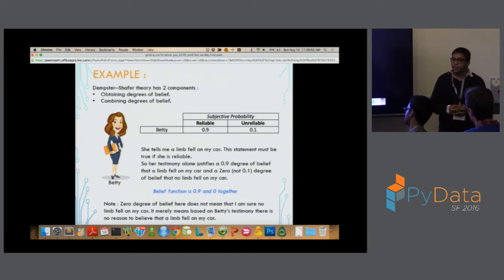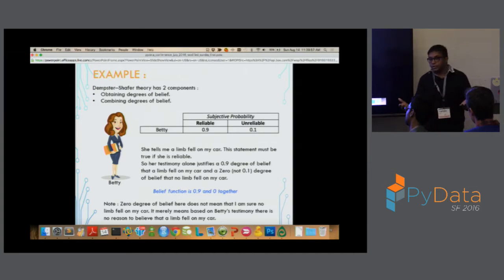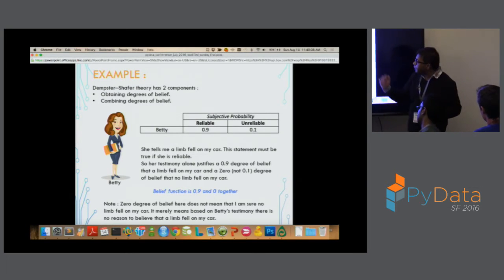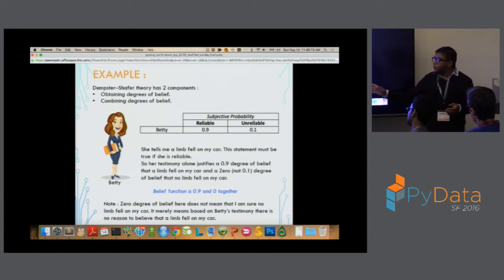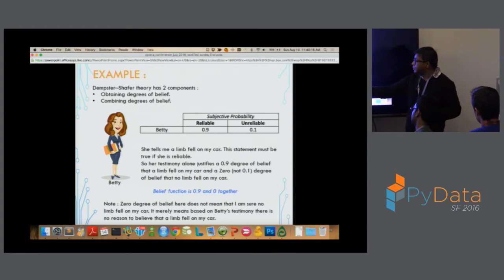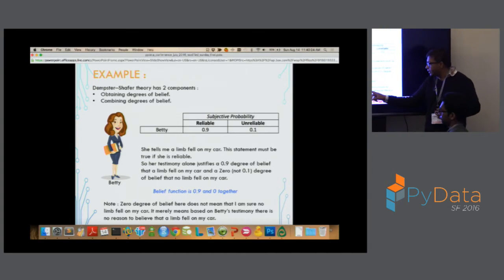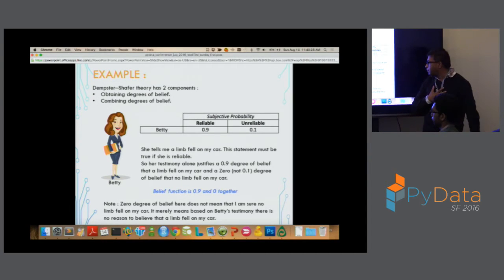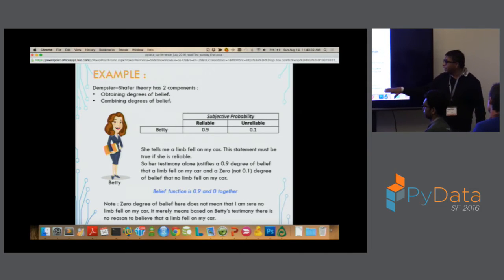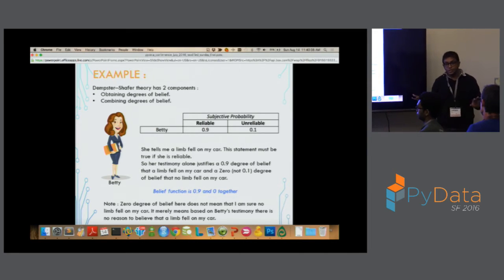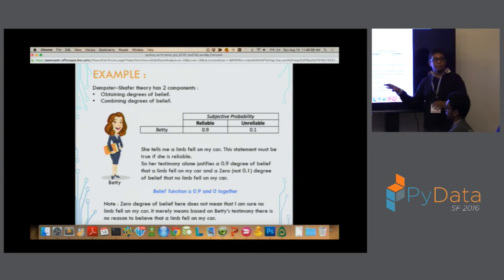She calls me and she tells me, hey, a limb fell on your car. She's a reliable friend, so there is no reason for me to worry about why she would say that. So I take her testimony alone and say that I give a 0.9 degree of belief that a limb fell on my car, based on the subjective probability, and a zero belief that no limb fell on my car. In this case, the belief function is between 0.9 and 0. So the zero degree of belief here does not mean that I am sure that no limb fell on my car. It merely means that based on Betty's testimony, I have no reason to believe that no limb fell on my car. And this is the part where it was criticized, because now you are giving probabilities instead of probabilities of truth, the degree function.